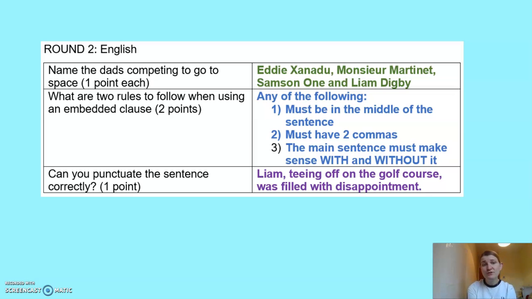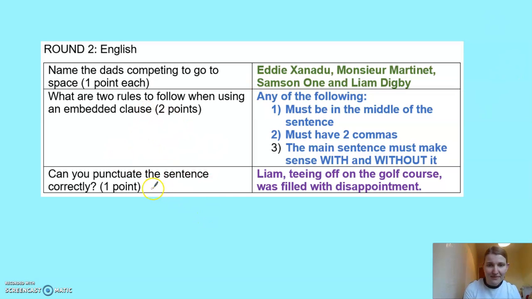And then your 2 rules to follow when using an embedded clause. There are 2 points available, but there's probably 3 things you could have written here. So any 2 of these, you get your 2 points, a point per thing. Embedded goes in the middle of a sentence, has to have 2 commas. It's a comma sandwich, if you remember. And you've got to make sure that the main sentence makes sense with it, so the whole sentence would make sense, or if you took the embedded clause out, the main sentence has to make sense without it. So up to 2 points there.